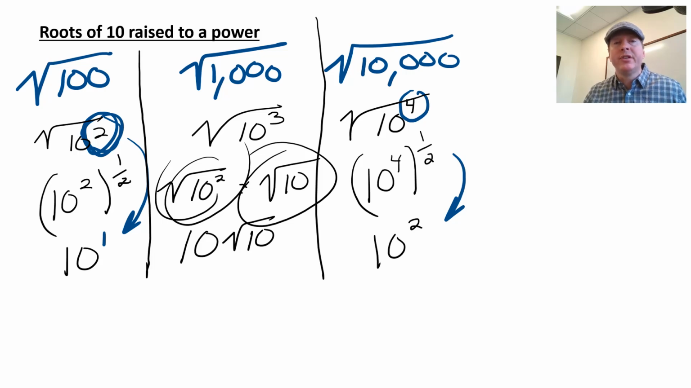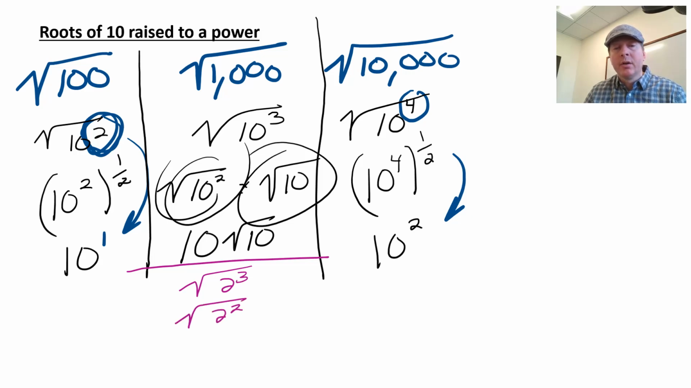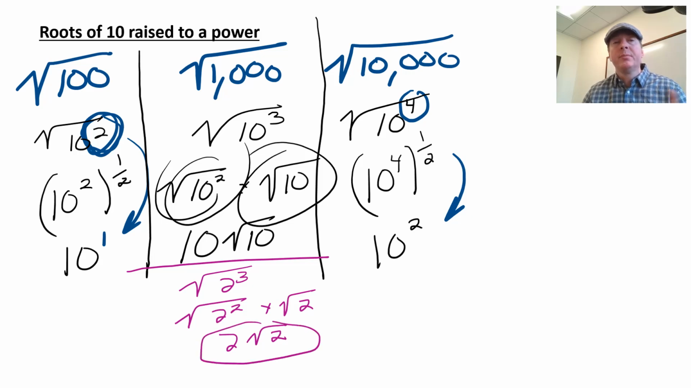And that's true of 10 raised to an odd power. It's true of anything raised to an odd power, any positive number raised to an odd power. If I saw the square root of 2 cubed, I could rewrite that as the square root of 2 squared times the square root of 2. That is simply 2 times the square root of 2. That is 2 root 2. So something to be aware of if you see the square root of a number raised to an exponent that is odd, a power that is odd.